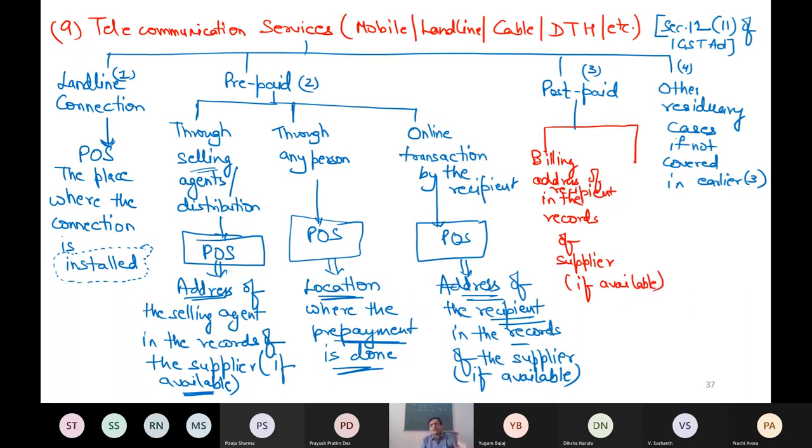Now, 99.99% chances are that the address is available, but let us assume the worst situation that the address is not available. If the address is not available, then what option do you have? Address of the supplier, or you can say location of the supplier. This is the only option I have now. When you don't know the recipient's address, then at least the supplier's address is clear. So location of the supplier.